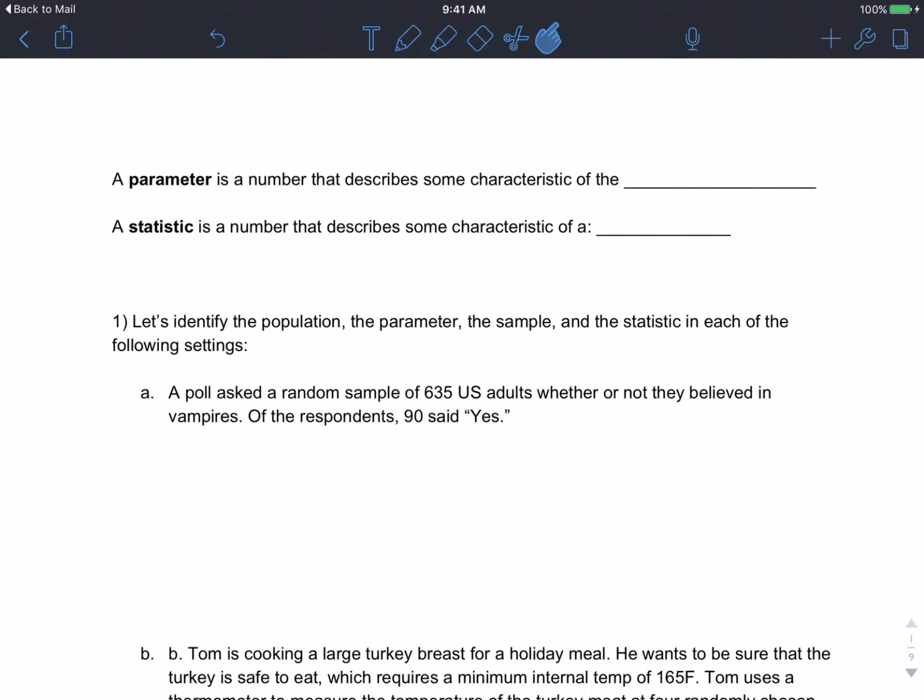We are going to take a look at sampling distributions, and this is the first part of Chapter 7.